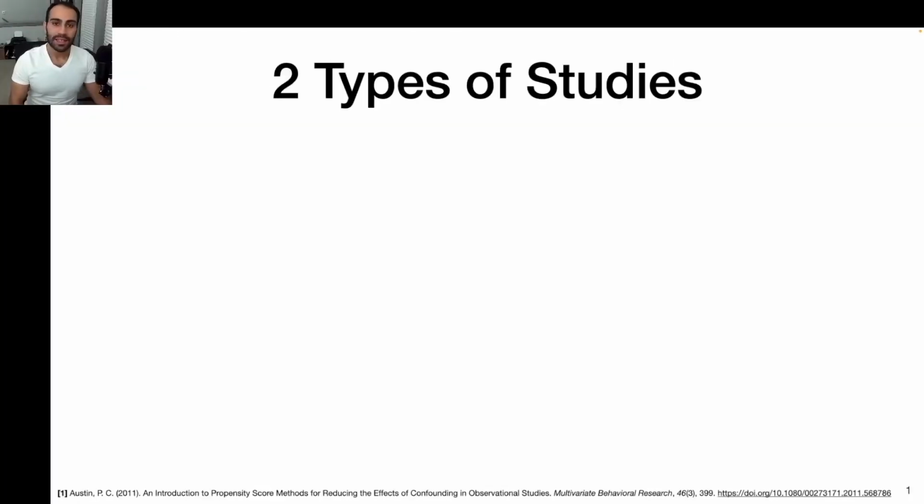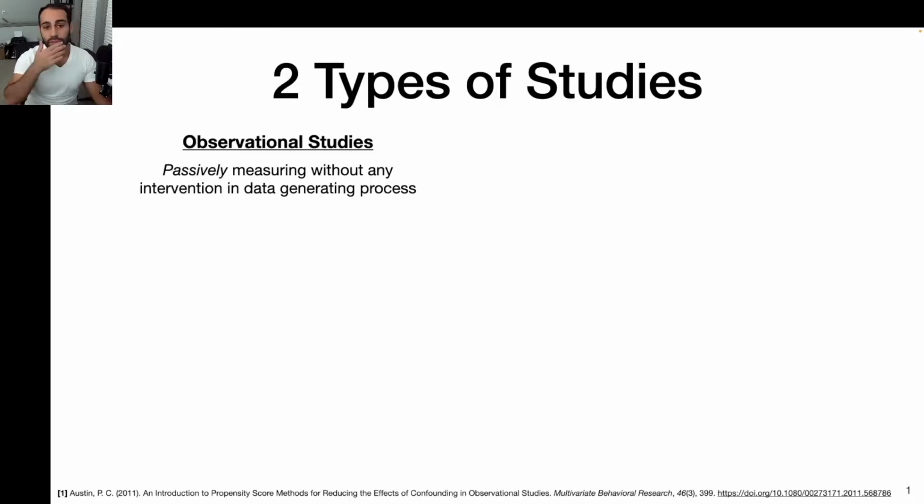So in the last video of this series, we were talking about estimating causal effects. And to estimate causal effects, we need data. But not all data are equal. And so here I'm going to distinguish two types of ways we can obtain data. The first is data from what I'll call an observational study. An observational study consists of passively measuring data without intervention in the data generating process.